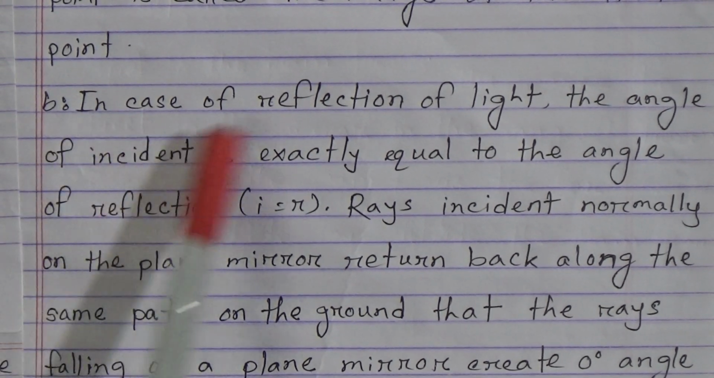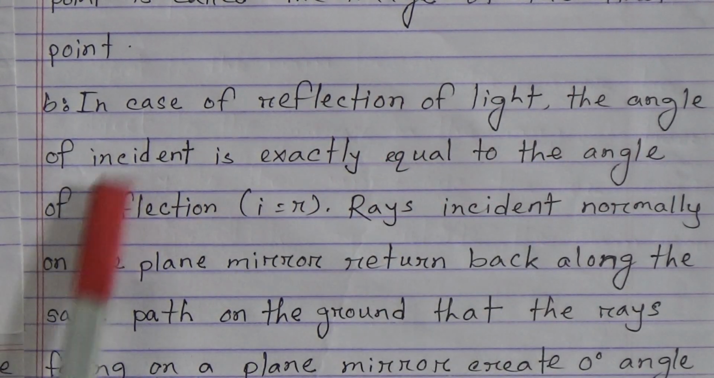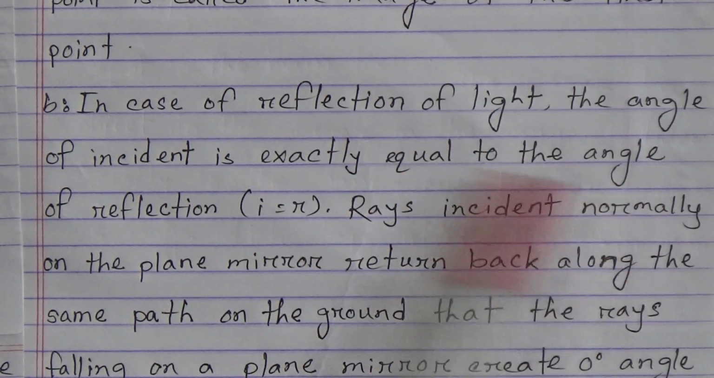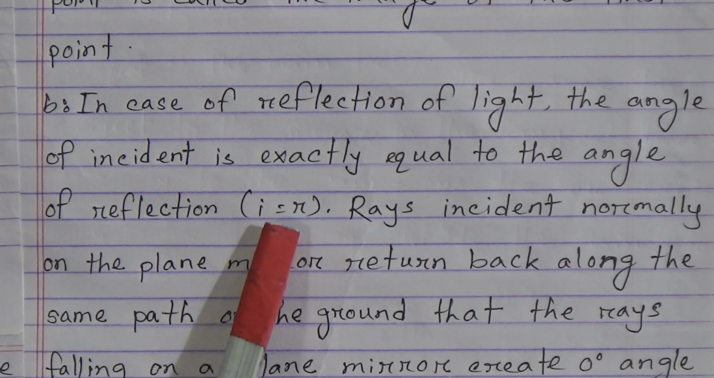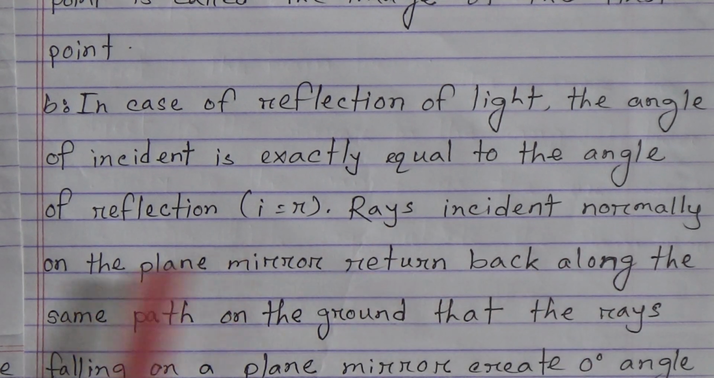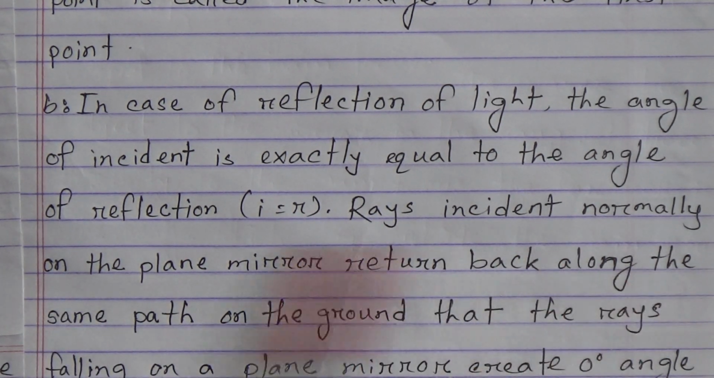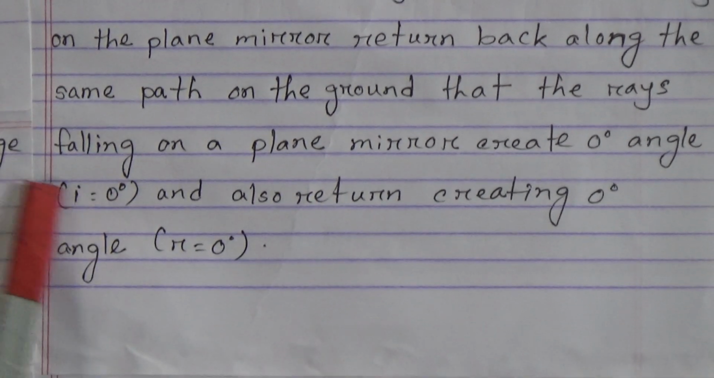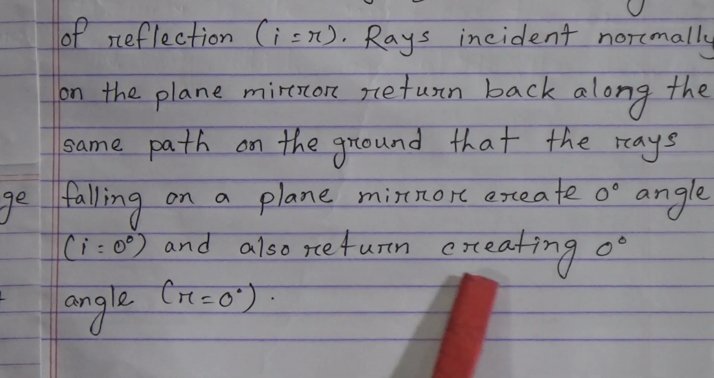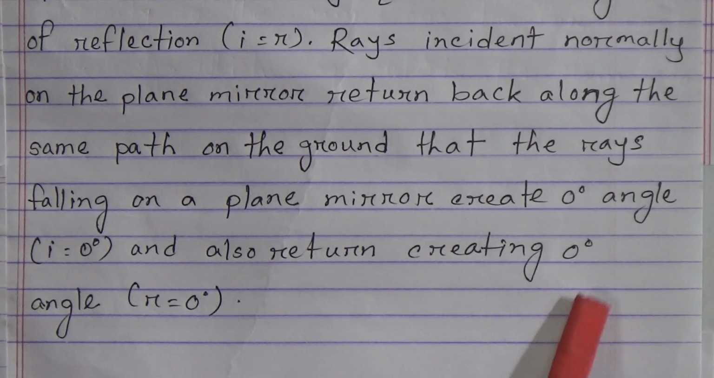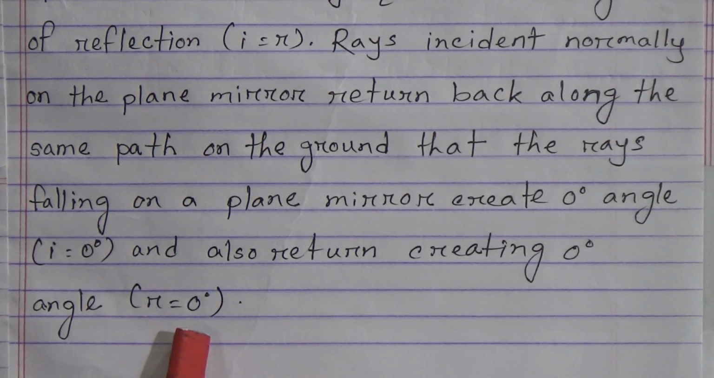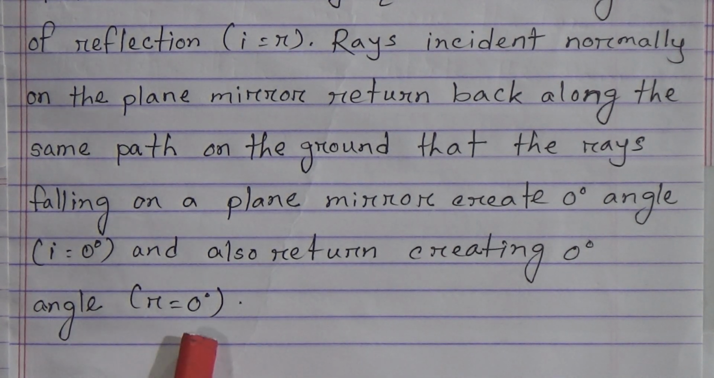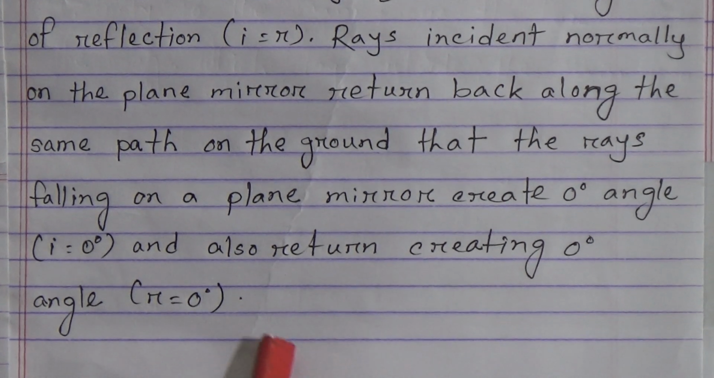The answer will be: in case of reflection of light, the angle of incidence is exactly equal to the angle of reflection. That means I equals R. Rays incident normally on the plane mirror return back along the same path, because the rays falling on the plane mirror create a 0 degree angle. That means the angle of incidence is 0 degree, and the returning ray also creates a 0 degree angle of reflection. That means the angle of reflection equals 0 degree.